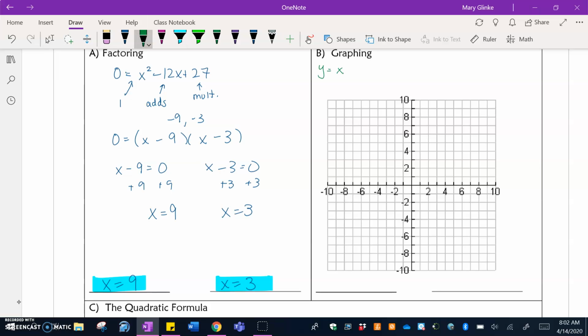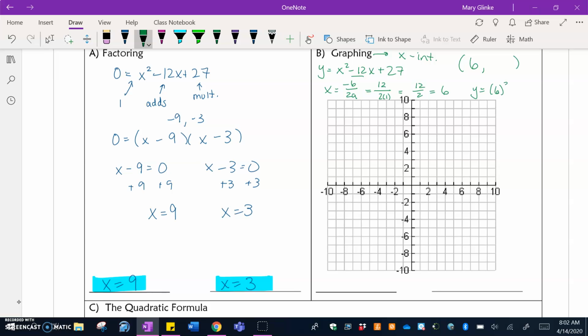So again, we had y equals x squared minus 12x plus 27. As a reminder, we are looking for the x-intercepts. So this is in standard form. We are going to do negative b over 2a. So b here was negative 12, so it's going to become a positive 12 over 2 times 1. So that becomes 12 divided by 2, which is 6. What that tells us is the x value of our vertex is 6, and we need to find our y value by plugging 6 in.